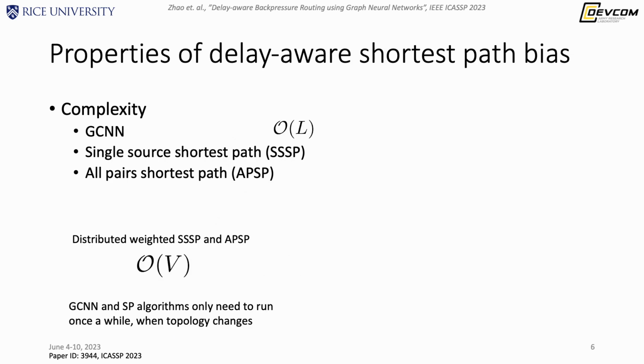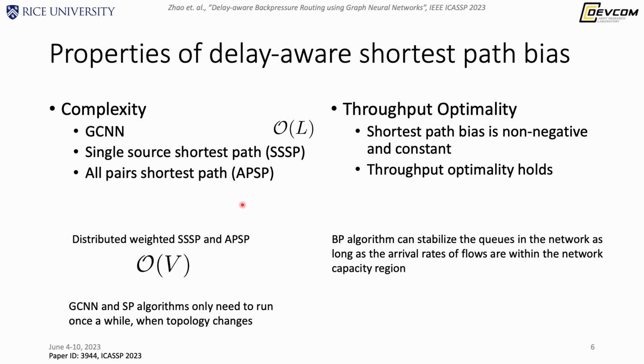Our approach has some good properties. First is the low additional complexity. We need to run the GCN and the all-pairs shortest path algorithm. The first has a constant complexity, and the second has a linear complexity in the size of the network. Moreover, this overhead can be diluted over time steps because it only needs to run when the topology changes. Our approach also keeps the throughput optimality of the backpressure routing.